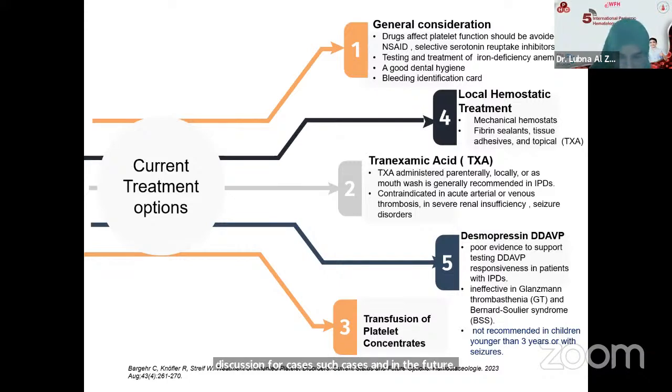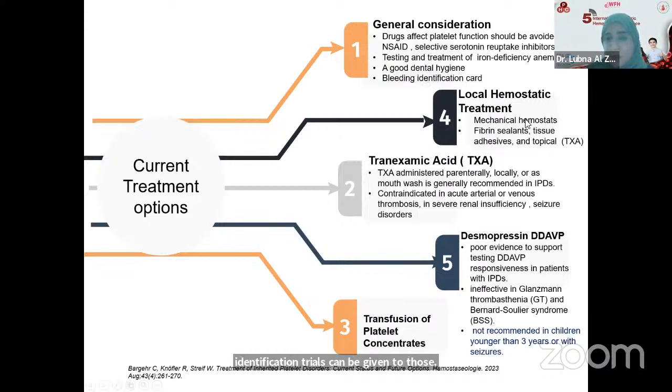For the current treatment options, this is my last objective from this presentation. I'll just go briefly through what is available for treatment of inherited platelet disorders. Of course, we have to avoid drugs that affect platelet function, like non-steroidal anti-inflammatory drugs, and always think about testing and treating iron deficiency anemia in such patients, and care for dental hygiene. A bleeding identification card can be given to those patients.